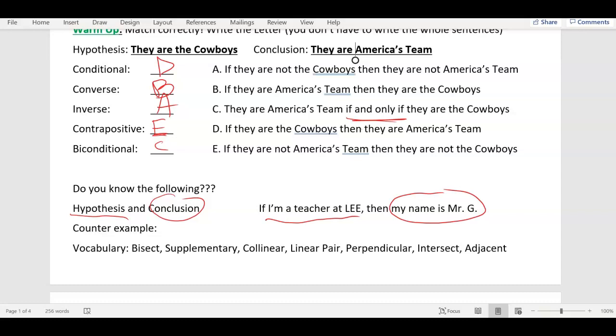Don't tell me there's other teachers. Name one. Give me a counterexample. Are all your teachers named Mr. G? Well, then name one. Miss Casey, okay, or who else?